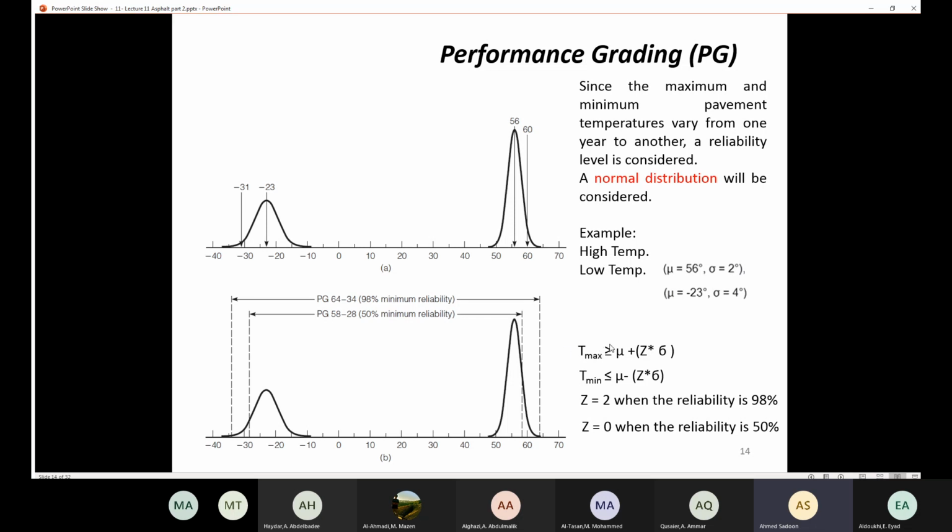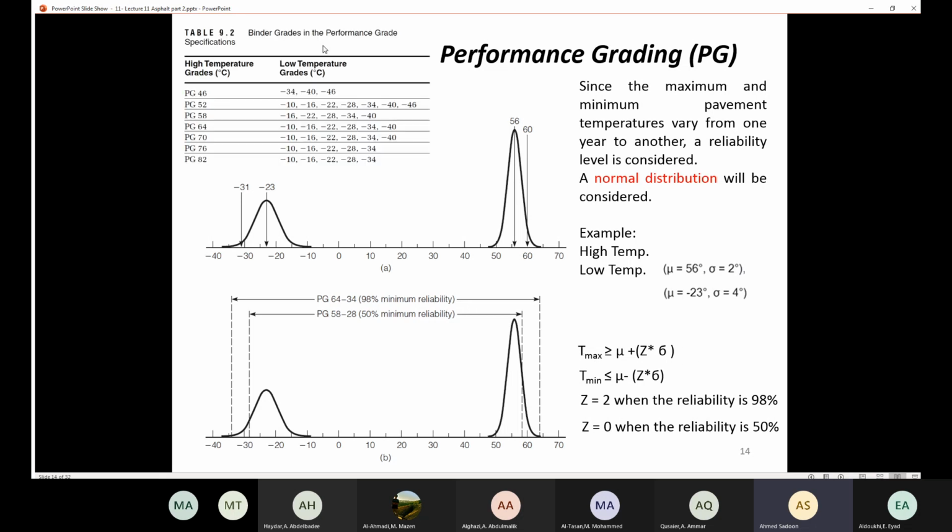So Tmax should be more than or equal to 56 plus, since this one is 98%, then the value of Z is going to be 2. So it's going to be 2 times 2. So I'm going to have 56 plus 4, which is 60. So the temperature should be more than or equal to 60.